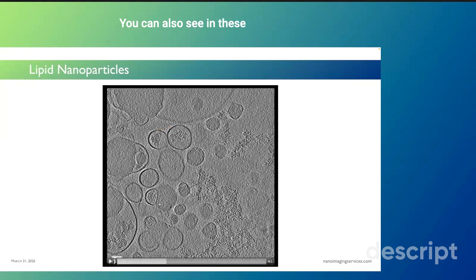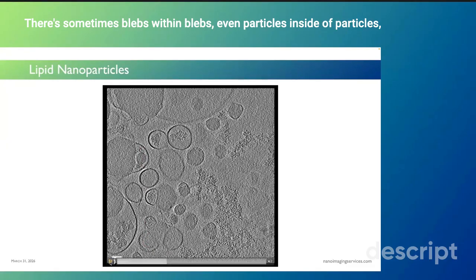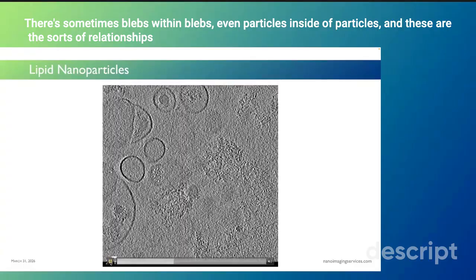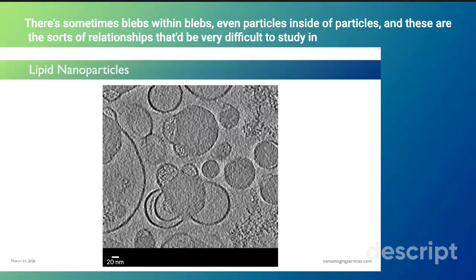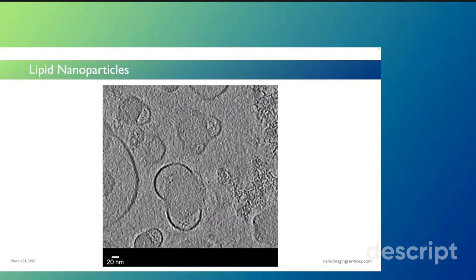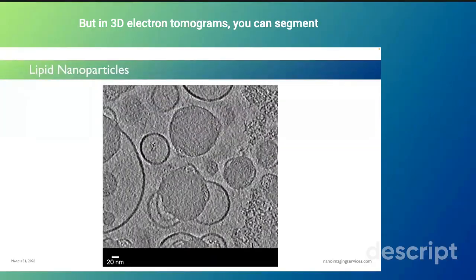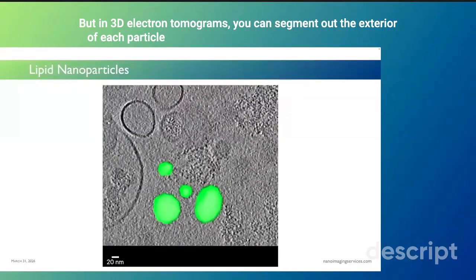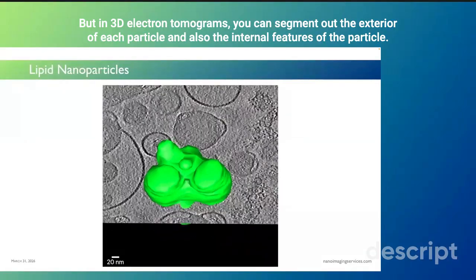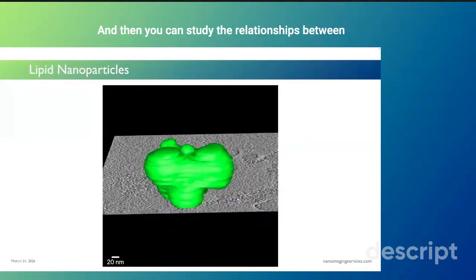You can also see in these volumes that a lot of the particles have a very complex morphology. There's sometimes blebs within blebs, even particles inside of particles. And these are the sorts of relationships that would be very difficult to study in a two-dimensional image. But in 3D electron tomograms, you can segment out the exterior of each particle and also the internal features of the particle. And then you can study the relationships between these.